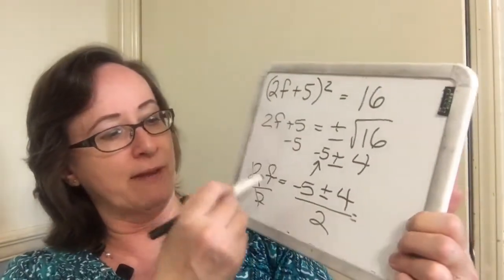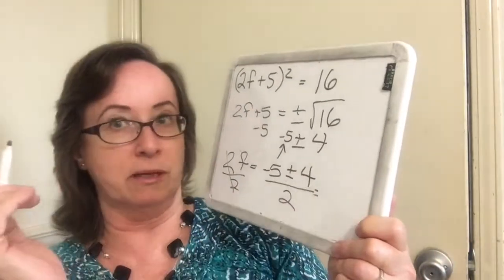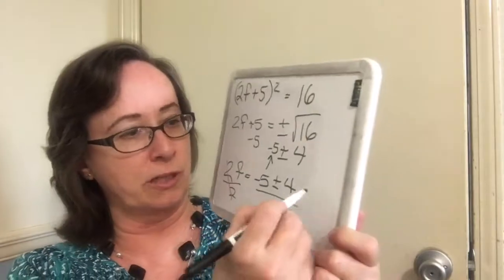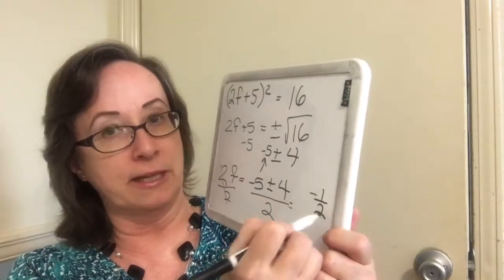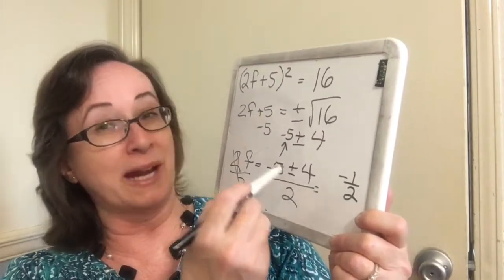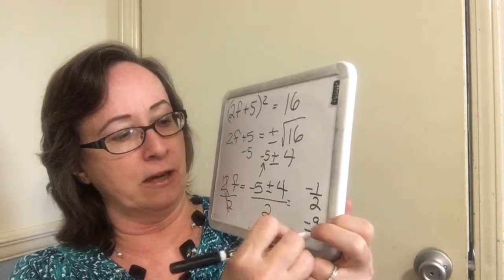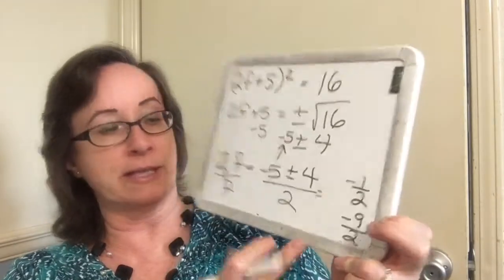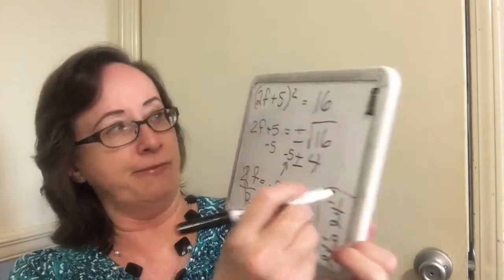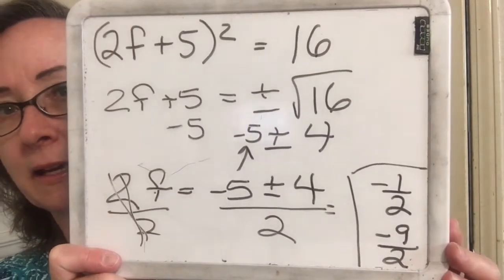Okay, so now we have f is equal to negative 5 plus 4. Well, that's negative 1 over 2. So negative 1/2 is one answer for f. And then negative 5 minus 4 is negative 9 over 2. So negative 9 over 2. And both of those answers for f should plug back in and make the original equation true. So let me show that to you, make sure everybody got that one.